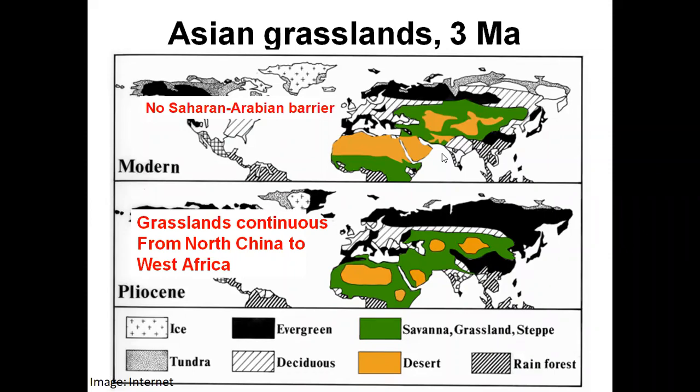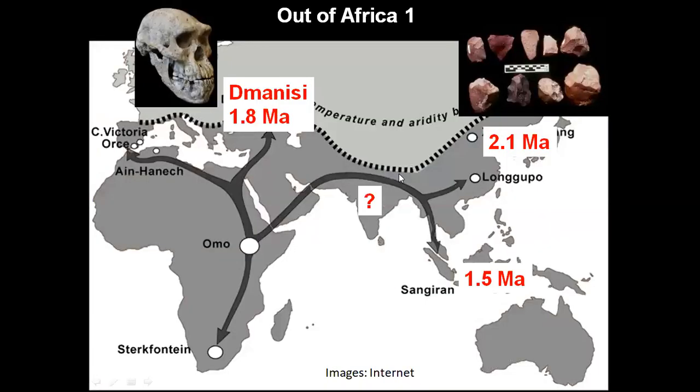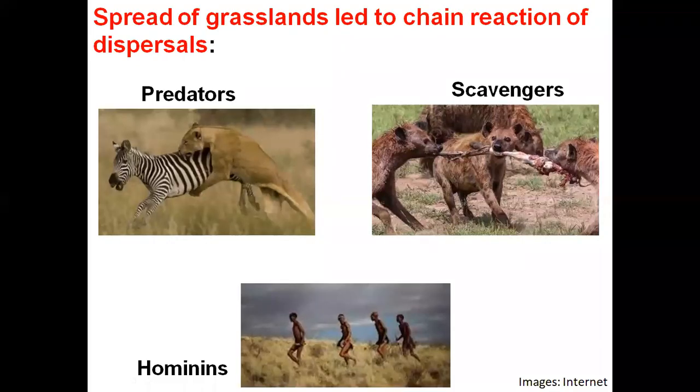For example, we have forest shifting to grasslands. Then we have all these herbivores adapted to grasslands. You must have seen many documentaries showing the savannas with buffalo, elephant, wildebeest, giraffe, zebra, all these animals moving. And even today we have evidence of long-term seasonal migration of the wildebeest crossing the rivers and the crocodiles attacking them. This process is going on for millions of years. And then the next stage is predators going after the herbivores, scavengers following the predators, and eventually hominins following everyone. So everything is a chain reaction. Climate change, ecological change, dispersal.